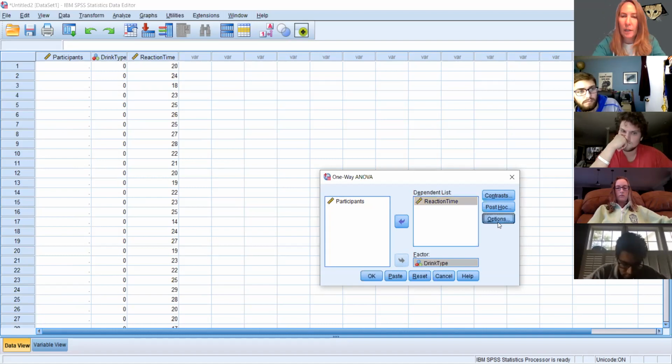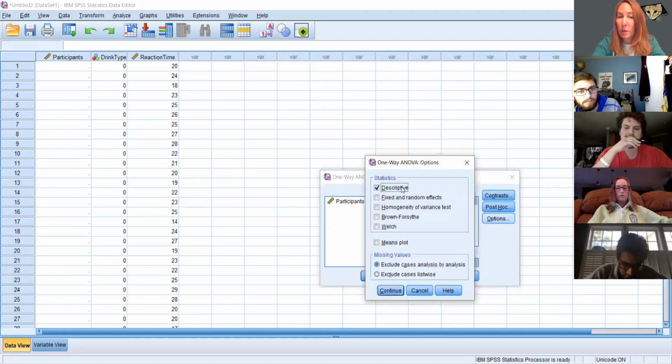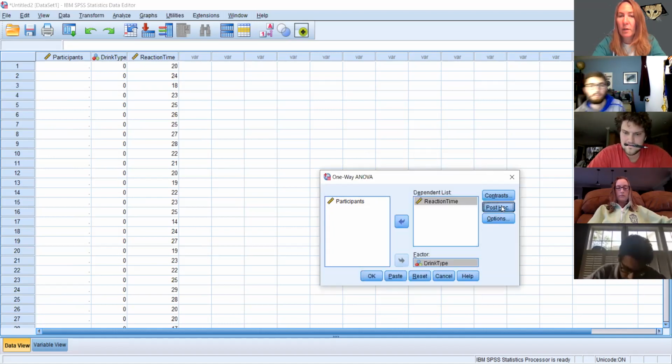Yes. So then I'm going to click descriptives so I can get my descriptives. And this is all I need under options. And I'm going to click OK.